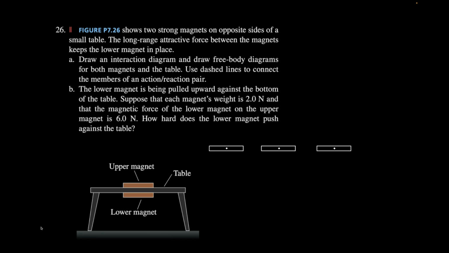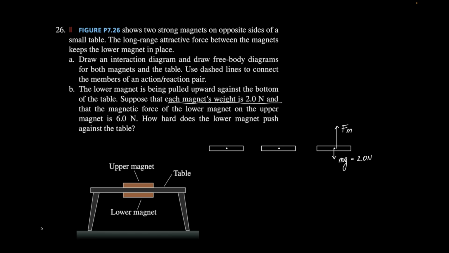The lower magnet will obviously have the force of gravity applied to the center, so I'm going to draw it straight down right here. They mention that each magnet's weight is 2 newtons, and they also say the magnetic force is 6 newtons. This is going to be the weight, so I'm going to say mg, and that is 2 newtons. It is attracted to the upper magnet, so I'm going to draw an upward force, which should be bigger. This is the magnetic force.